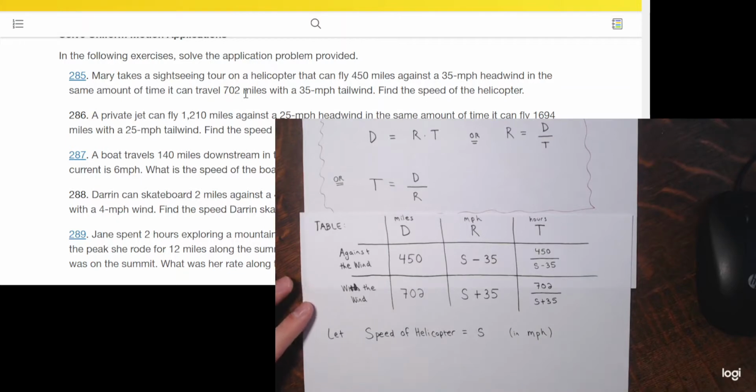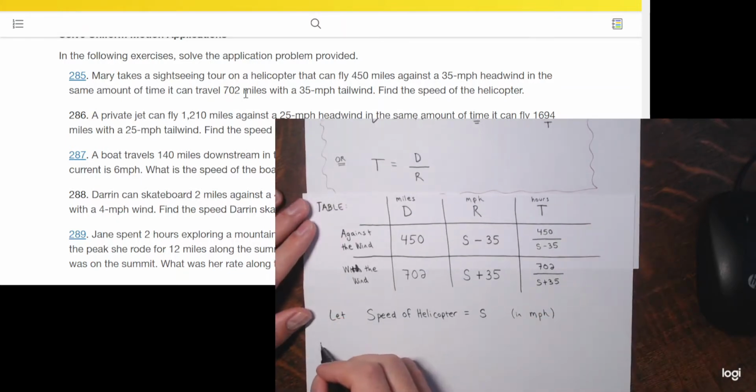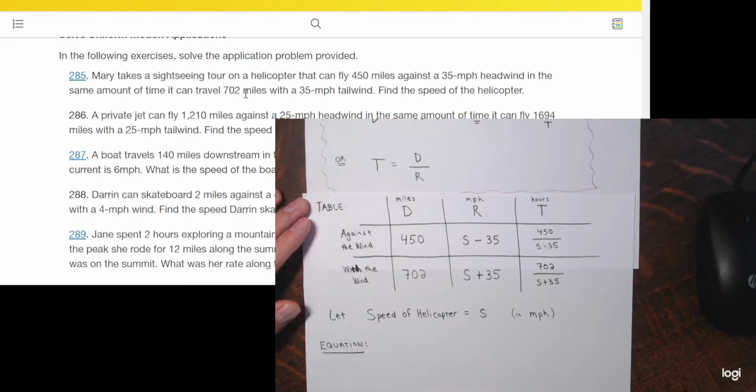All right, next comes the equation. I want to set up some sort of equation with all this information, and it's going to be a rational equation. And you should be able to solve rational equations based on our work in section 7.4 of this same text.